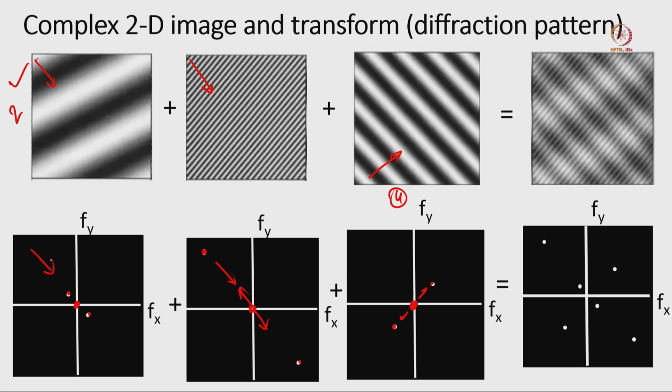Now, if we merge all of them together, we will get a diffraction pattern of all of them together. So, we will get a total of 6 spots. The central spot will be very big because all of them have a very big central spot, and then based on the frequency we will plot those and we will get a very complicated image.